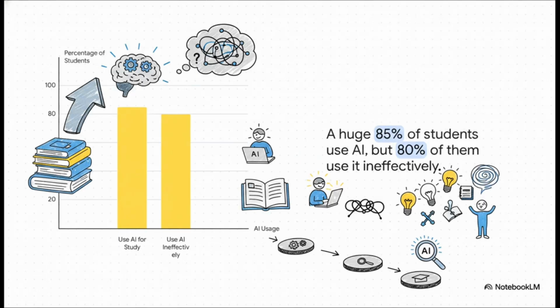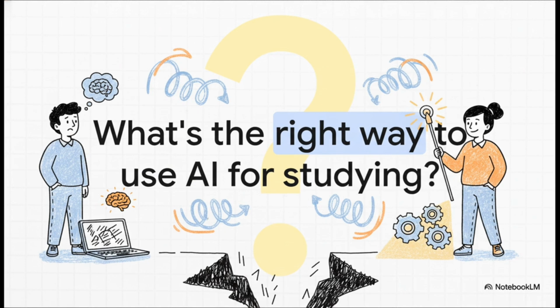All right, check this out. A recent study found something kind of crazy. So get this. 85% of students are using AI for school. That's almost everybody. But, and this is the wild part, a whopping 80% of them feel like they don't really know how to use it right. You see that? That is a huge gap.